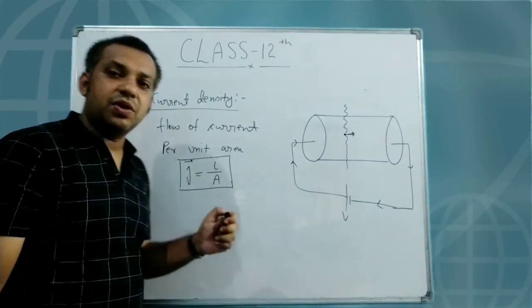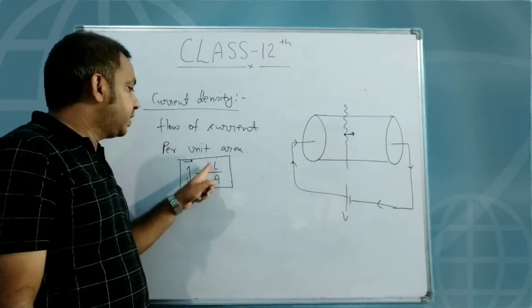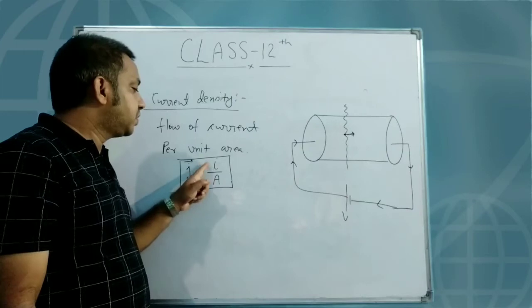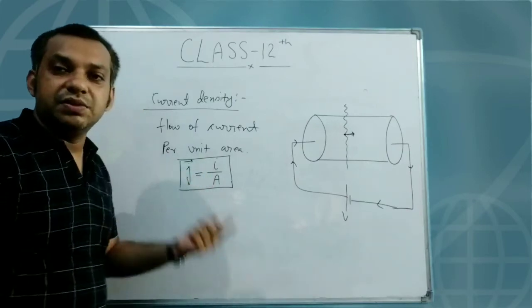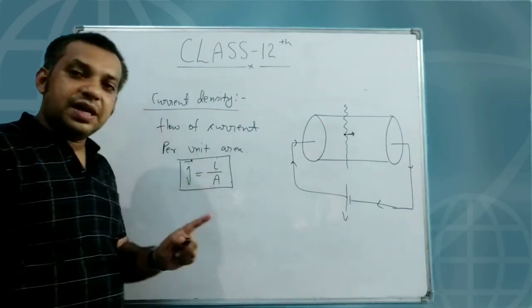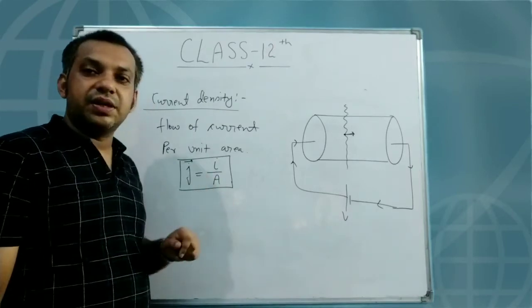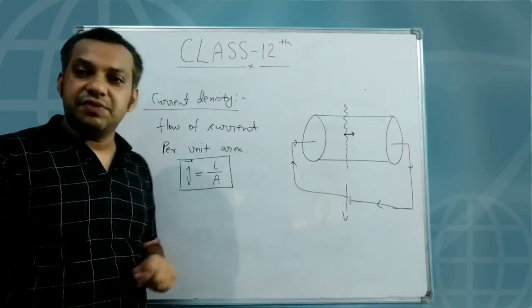So you will say, because area is a vector quantity and current is a scalar quantity, scalar upon vector is a vector. The answer is no, because if you are considering area as a vector quantity, that is why the current density is a vector quantity.